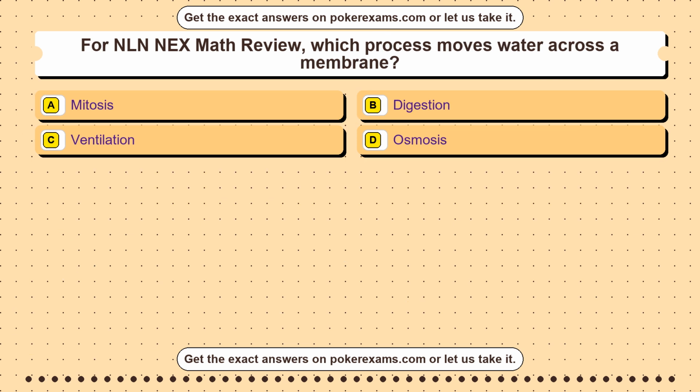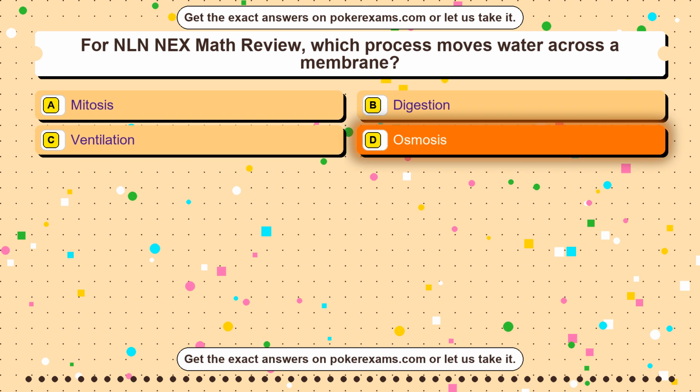Question 2. For NLN NEX Math Review, which process moves water across a membrane? Option A. Mitosis. Option B. Digestion. Option C. Ventilation. Option D. Osmosis. The correct answer is option D.